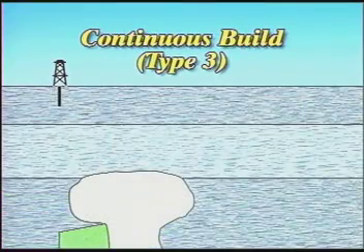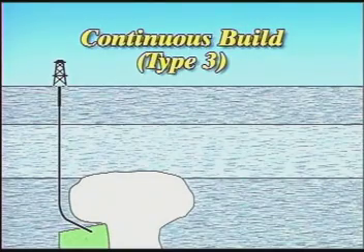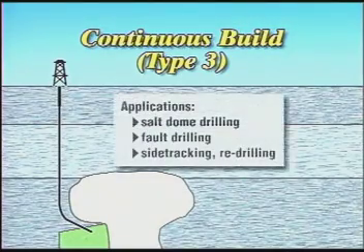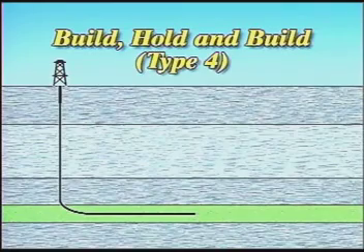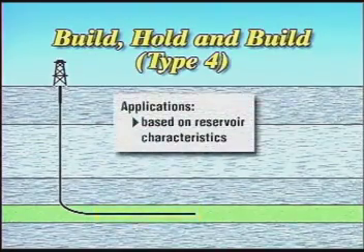The continuous build pattern has a relatively deep initial deflection, at which point hole angle is maintained to the target. This pattern is appropriate for salt dome drilling, fault drilling, sidetracks, or redrills. The build, hold, and build pattern describes horizontal wells, of which there are several types. Selection of this pattern is based primarily on reservoir engineering considerations.